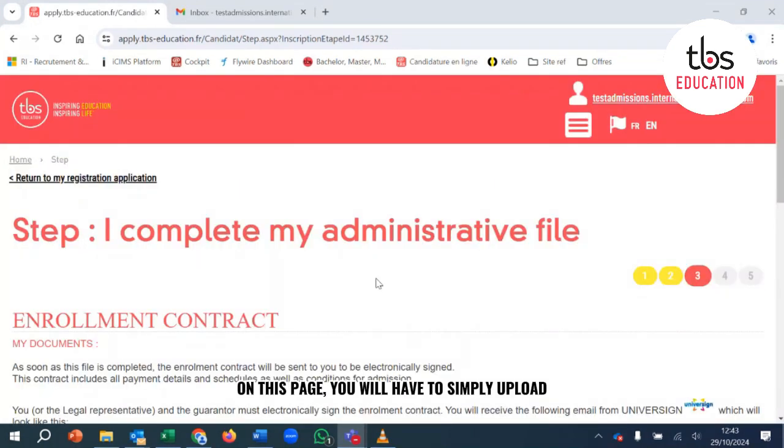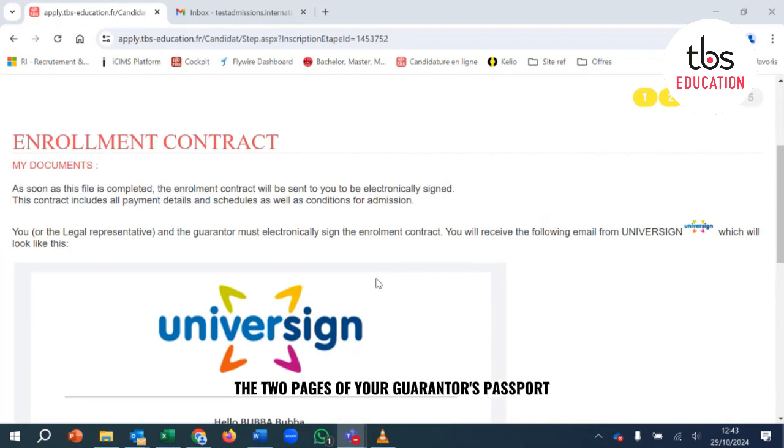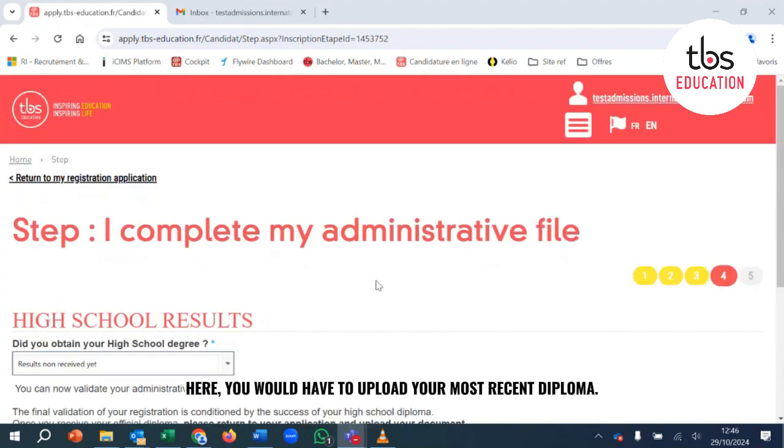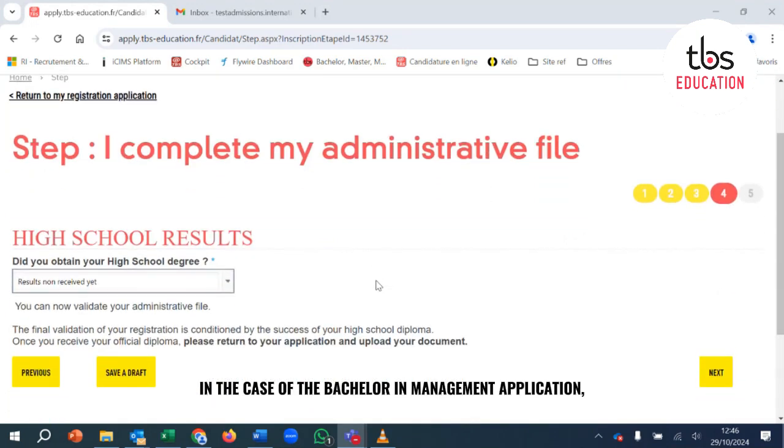On this next page, you will have to simply upload the 2 pages of your guarantor's passport or the 2 sides of their European ID card. Here, you would have to upload your most recent diploma. In the case of the Bachelor in Management application, that would be your high school diploma.